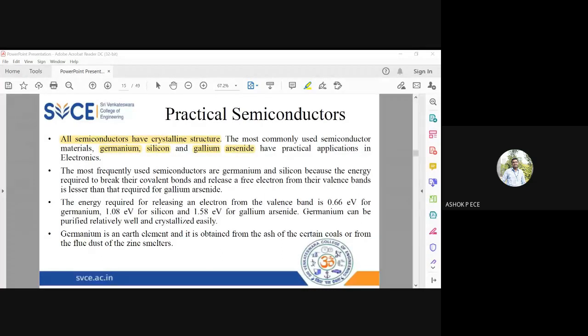What is an LED? You have seen LEDs, you are seeing LEDs daily. Can anybody expand LED? Have you come across the term LED? Light emitting diode. Can anybody tell how it works?